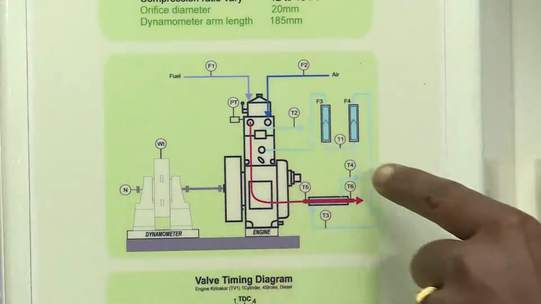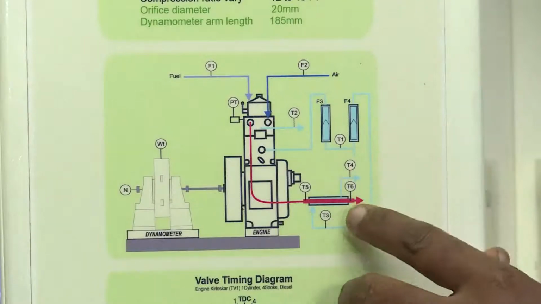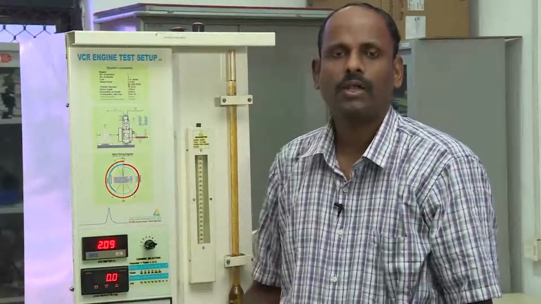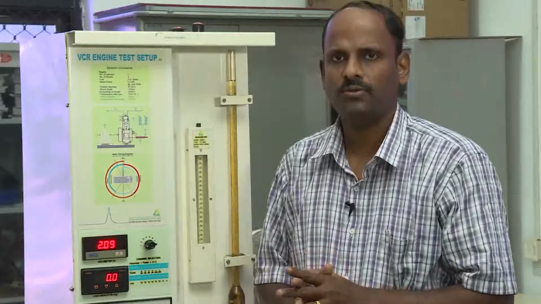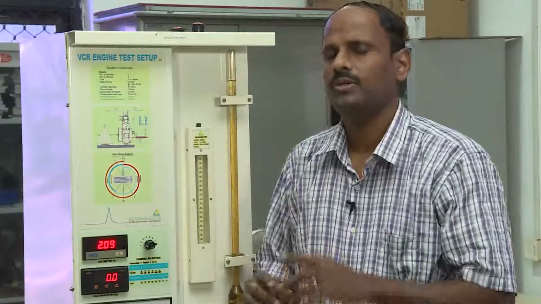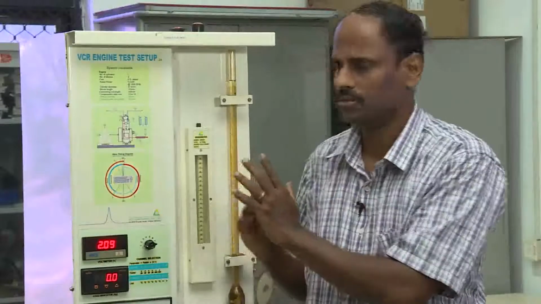And the next is T3. So, T3 is again the water entering the calorimeter. A calorimeter is a device which acts as a simple heat exchanger, where the exhaust tube is surrounded by water jackets for cooling purposes.